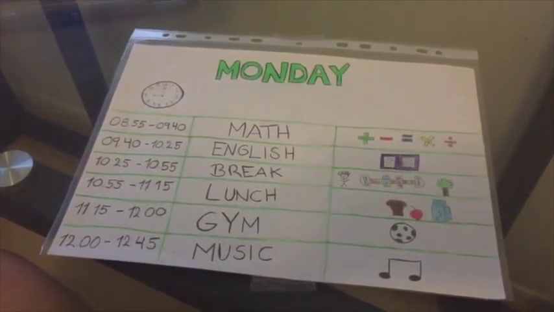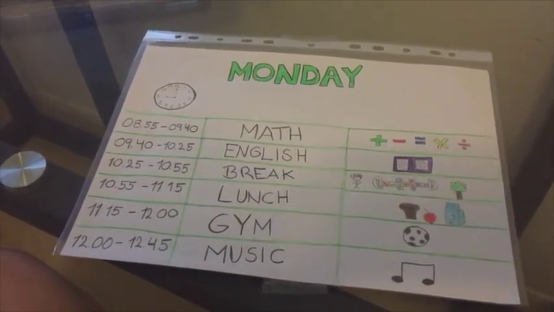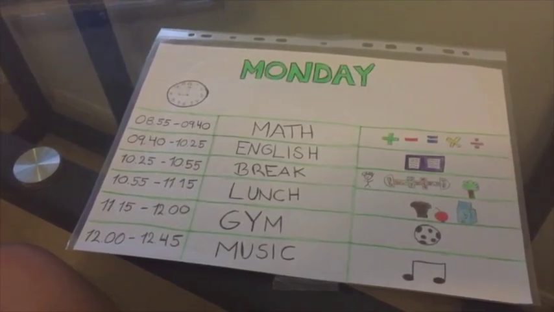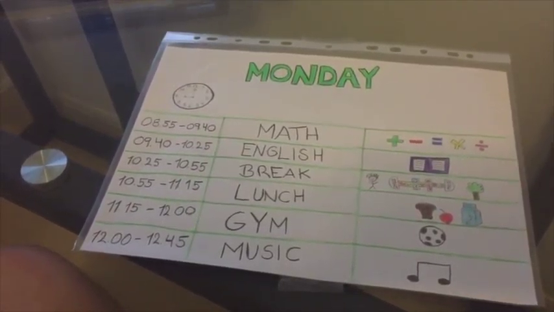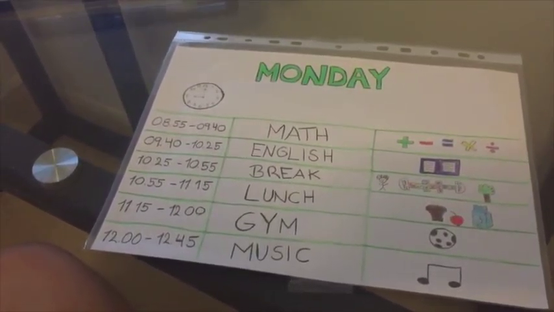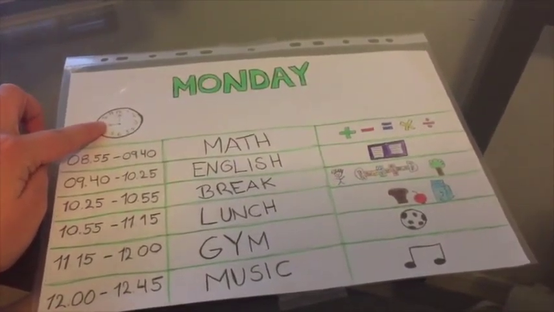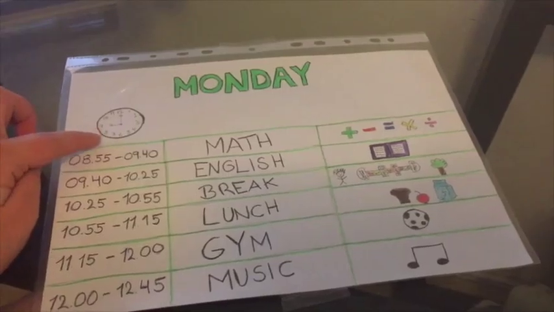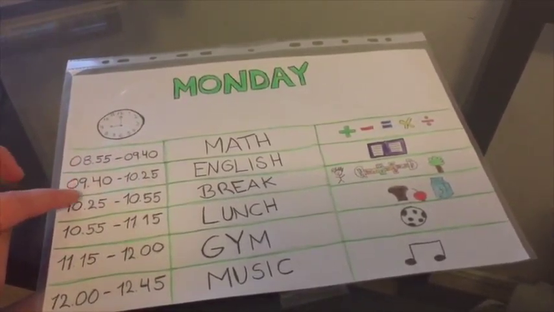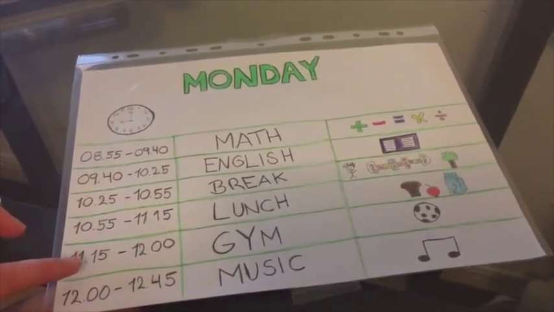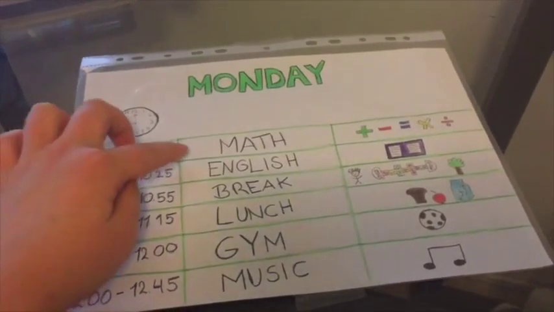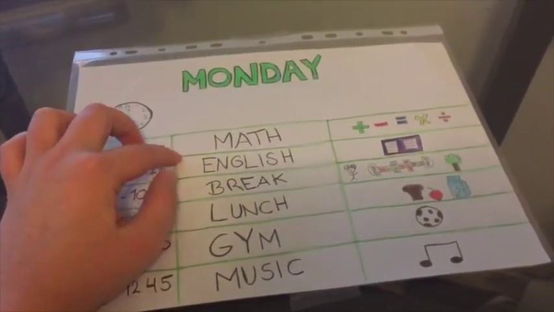This is because it will be easier for the students to keep up and know which day it is. The timetable for the week will be on the wall, but this day timetable will be shown on the smartboard. To the left, there is a picture symbol of a clock, and under this, the time for each subject, break and lunch is shown. Beside the time, the name of the subject is written.